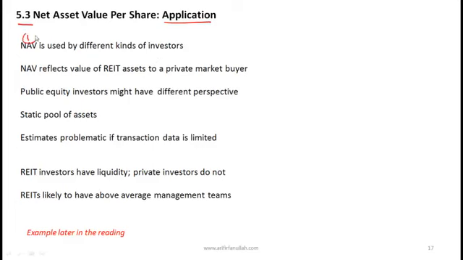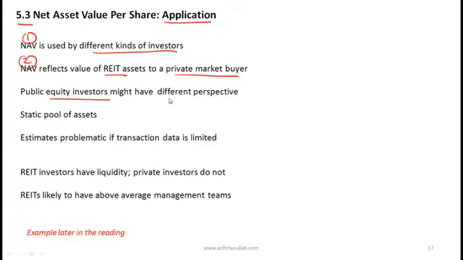Section 5.3 talks about the application of NAV. The first general point is that NAV is extremely popular and is used by many different kinds of investors. An important point to understand is that the net asset value reflects the value of REIT assets to a private market buyer. So essentially this NAV model is based on valuing private property. So it's a private market perspective, but a REIT is a publicly traded share. So a public equity investor's perspective might be very different.